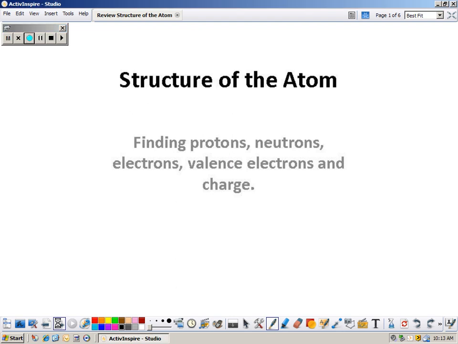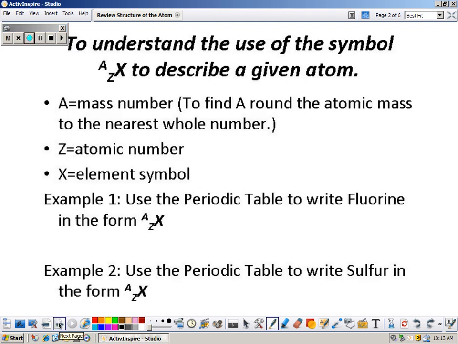Okay, here we go. Take a moment to copy this down real quick. If we're given an element like fluorine here in example 1, we can put it in this form, X, A, Z. These letters mean different things. The X is the element symbol, the Z is the atomic number, and the A is the mass number.